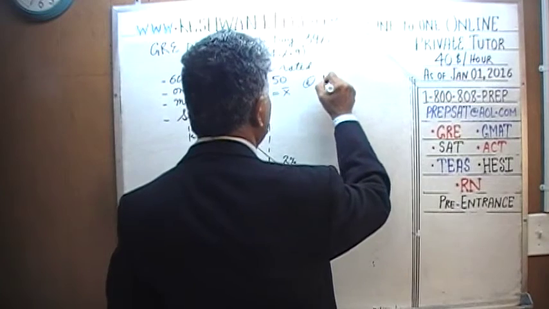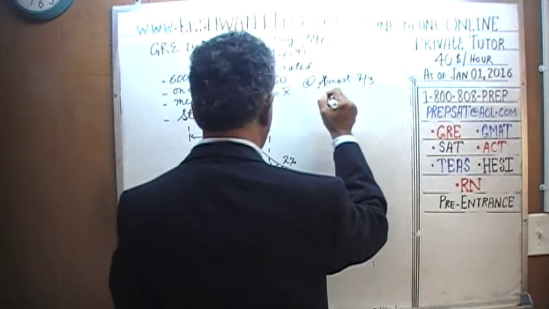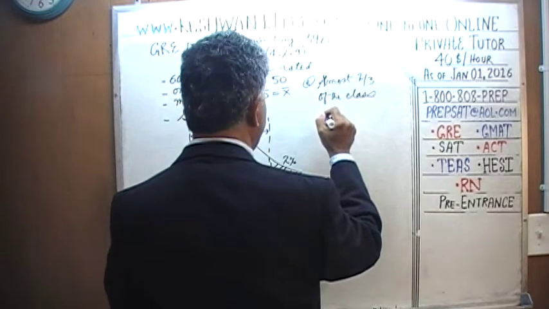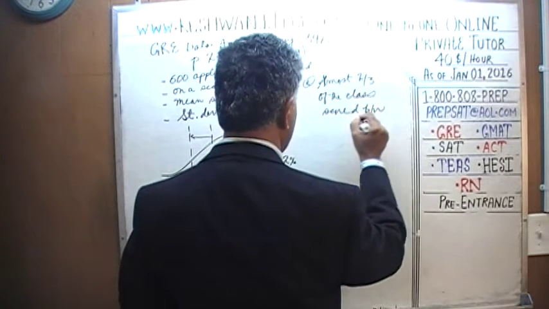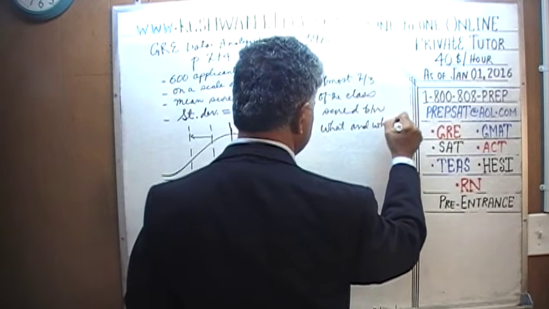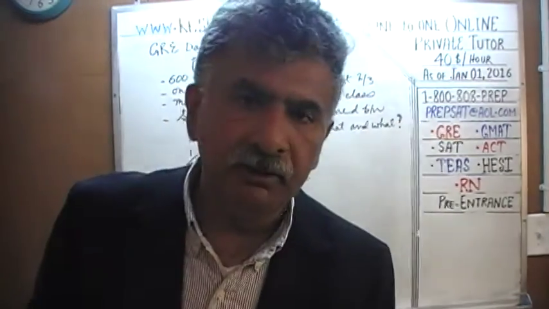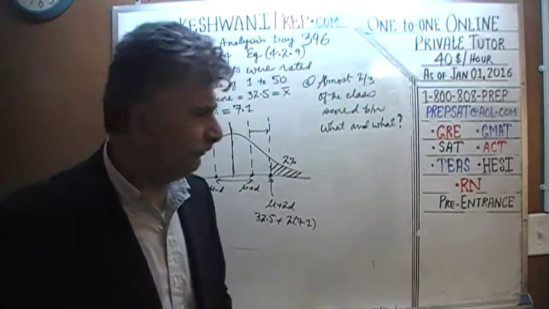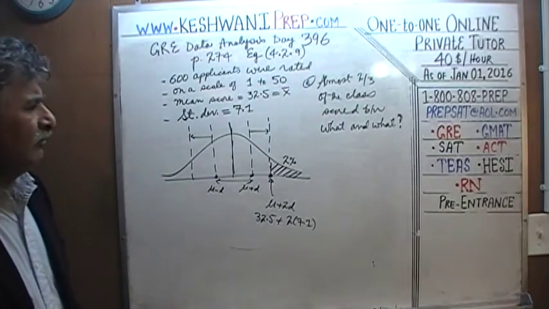So here we go. The question simply is, almost two-thirds of the class scored between what and what? Of course you understand that in the exam, the language is going to be a little refined, obviously. You're not going to say what and what. It's going to be more elaborate, as I said, more refined. Almost two-thirds of the class scored between what and what.